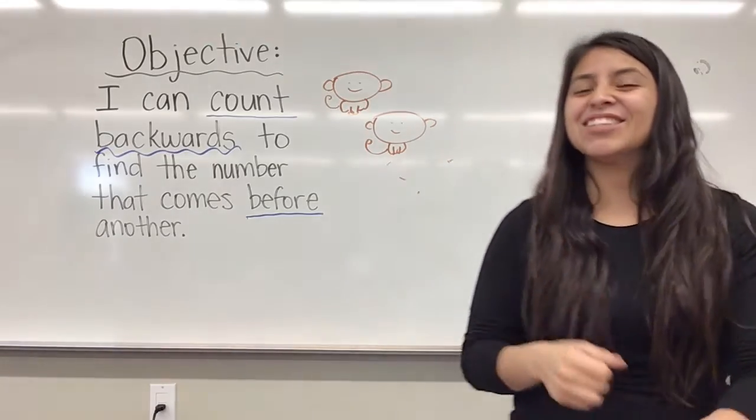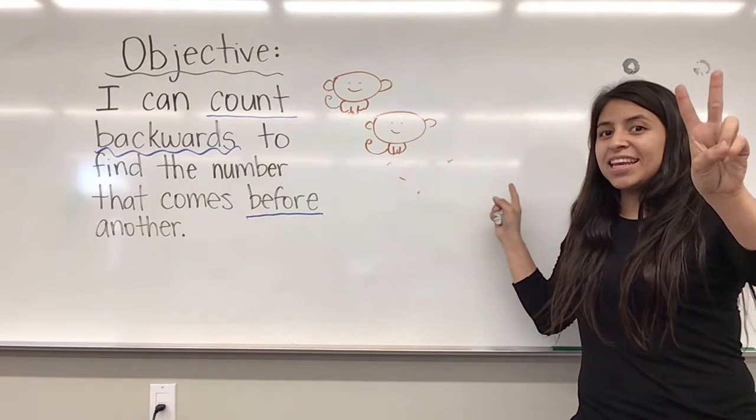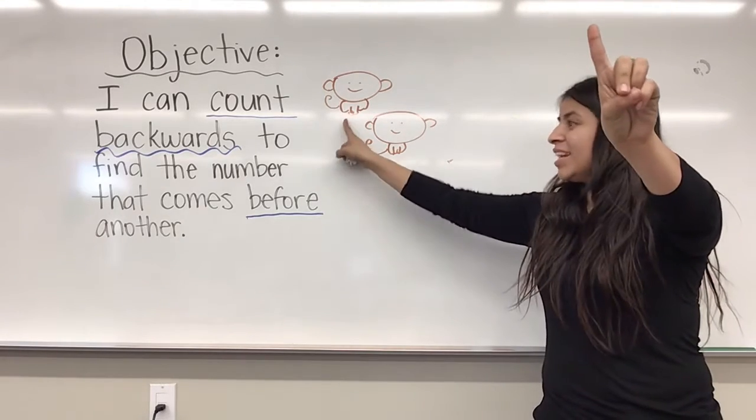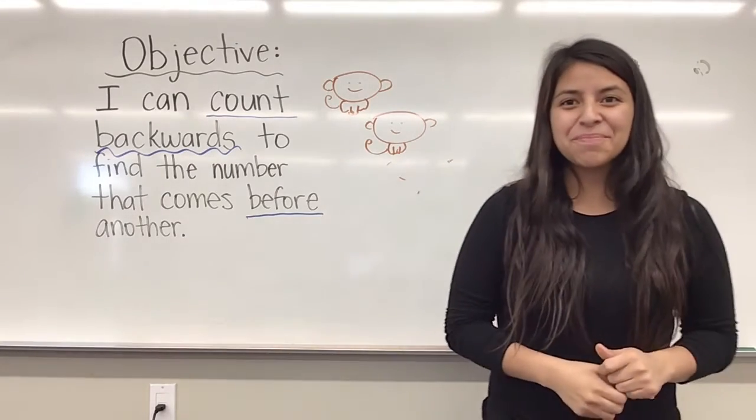Good job, TK. So we had 3. 1 hopped off. Now we have 1, 2. 2 monkeys. Let's keep going.